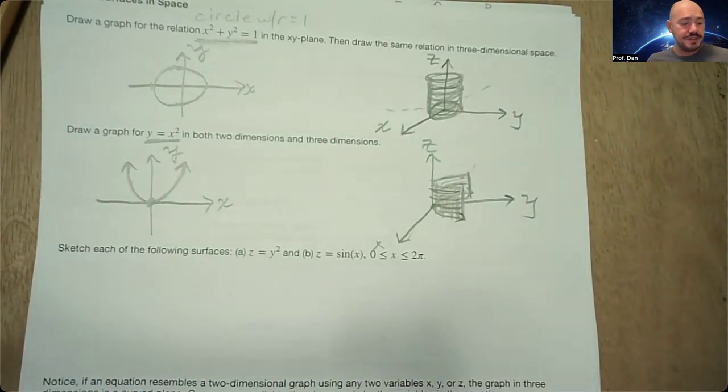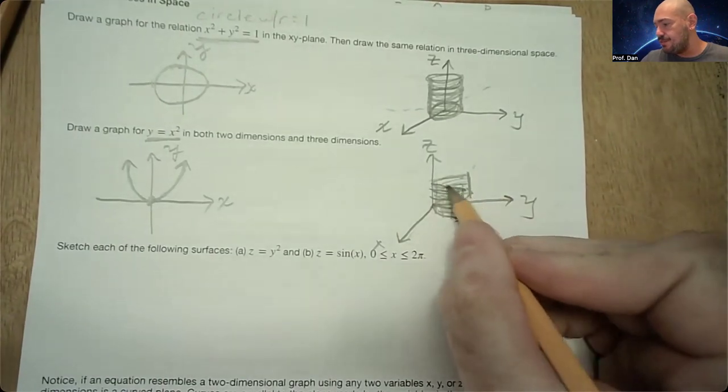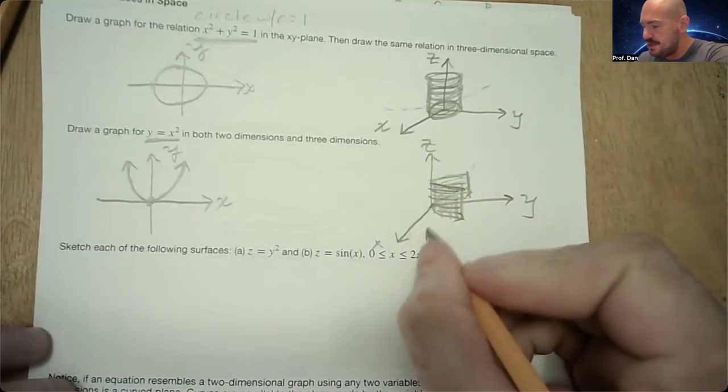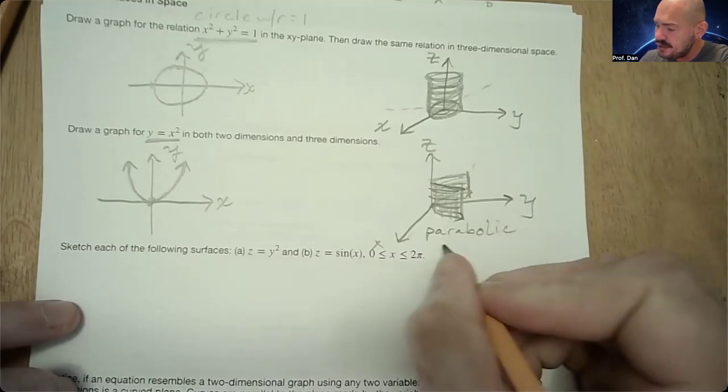I think it kind of looks like a taco. Do love me some tacos. But the actual word for this would be what we call a parabolic cylinder.